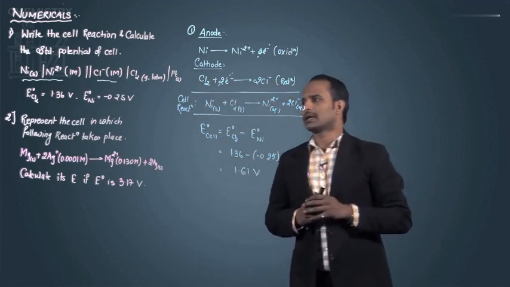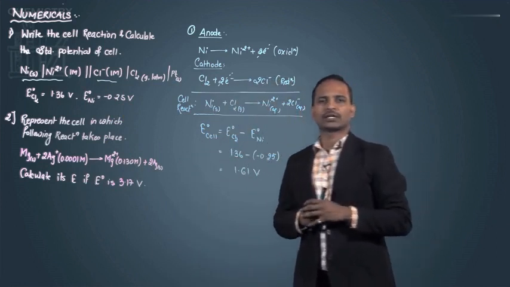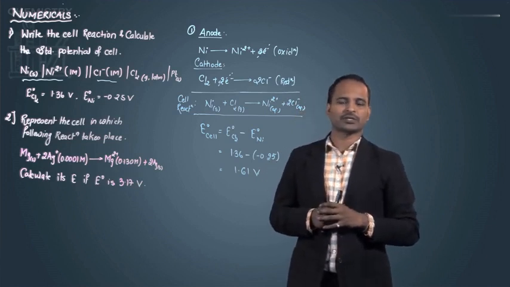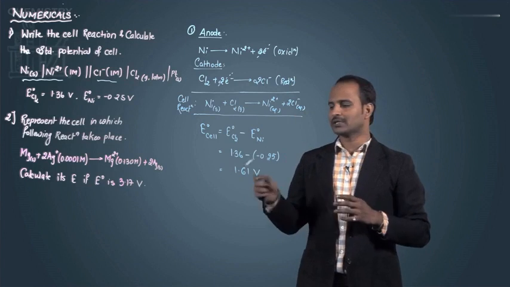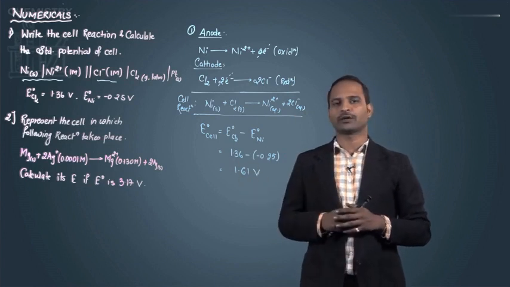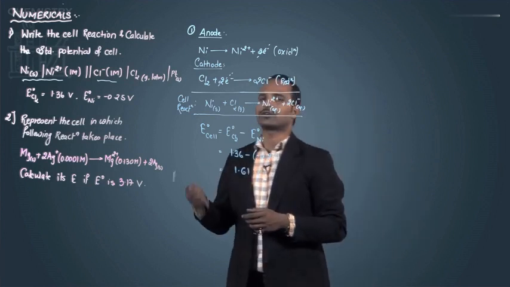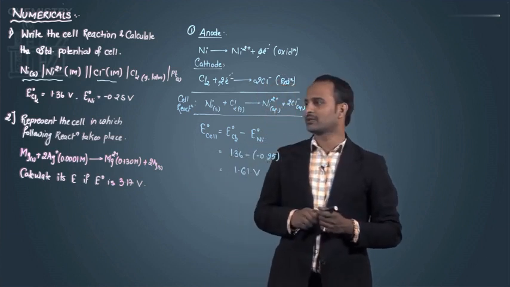Initially I told you that in a galvanic cell the reaction that takes place is always spontaneous. So the E naught value for a galvanic cell, a spontaneous reaction, should be positive, and that's why here we are getting a positive value, because these reactions are from a galvanic cell only.